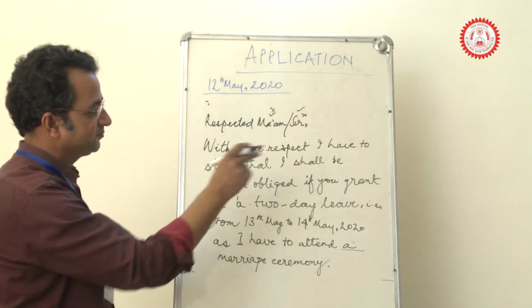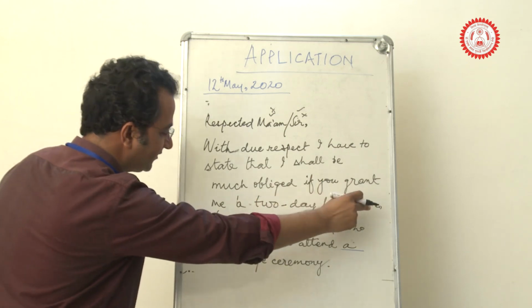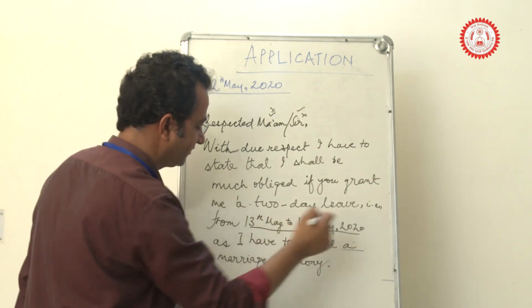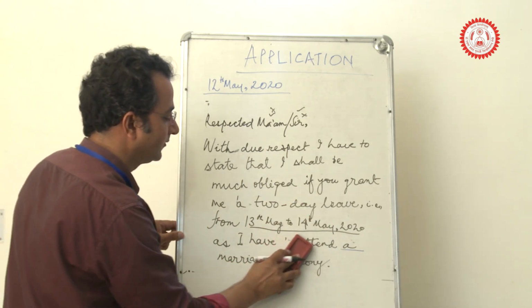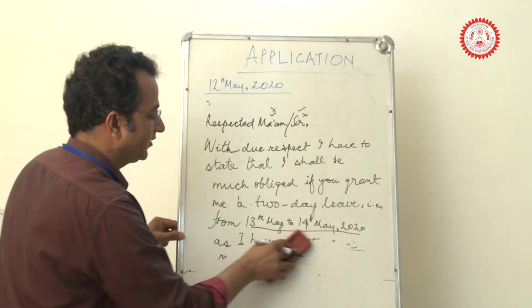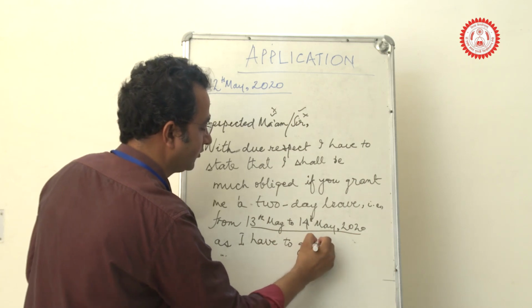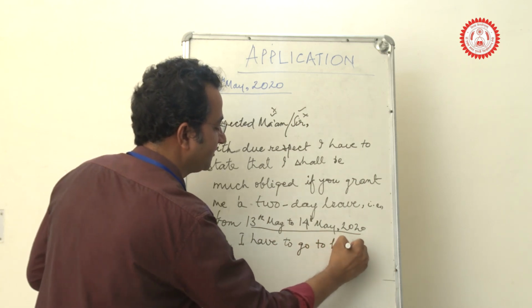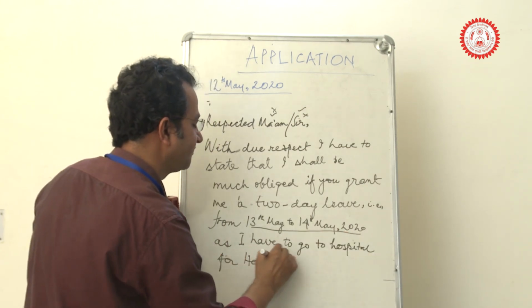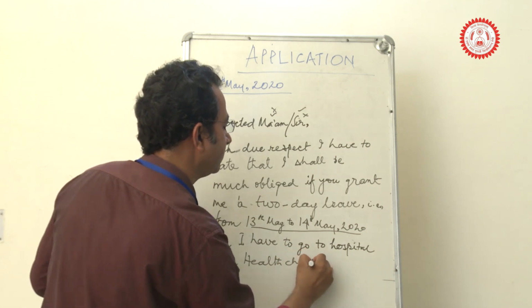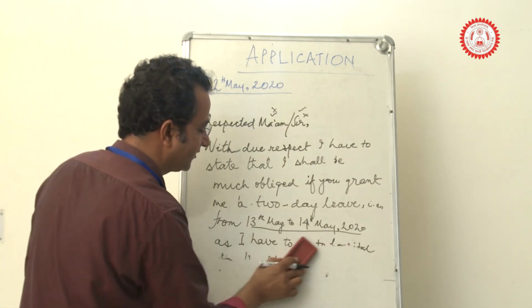With due respect, I have to state that I shall be much obliged if you grant me a 2-day leave, that is from this date to that date, as I have to attend a marriage ceremony, or you can write any reason, as I have to go to hospital for health checkup, or anything. Any reason you can write here. Multiplicity of reasons you can write in this format.